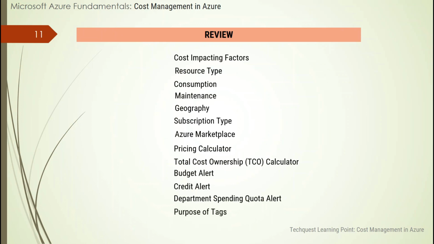Purpose of tags. In order to manage the resources, we can use resource groups. Resource tags are another way to organize resources. Tags provide extra information or metadata about your resources.